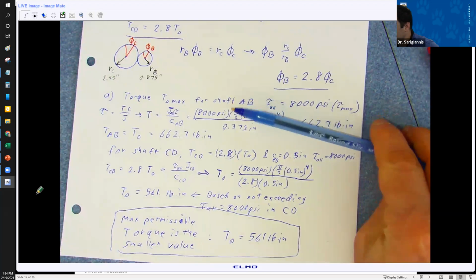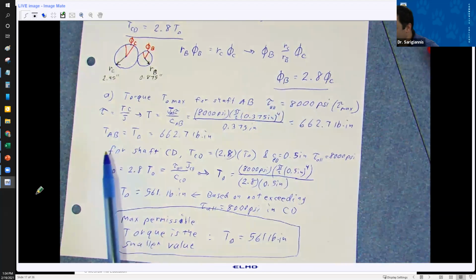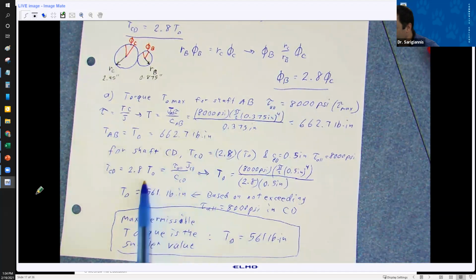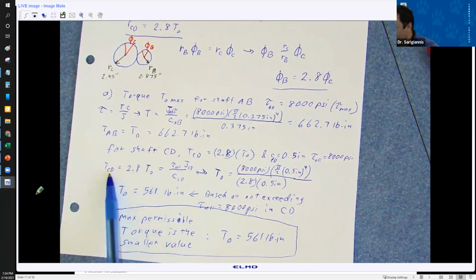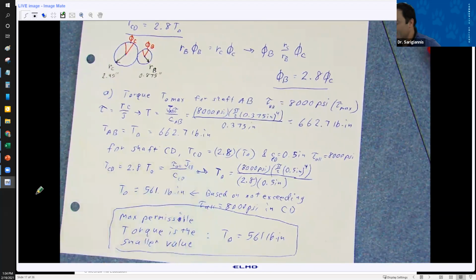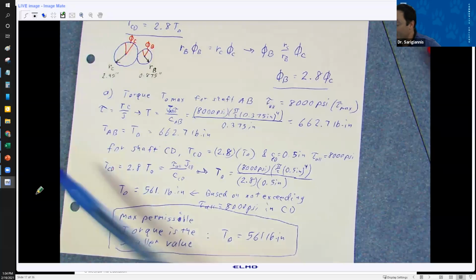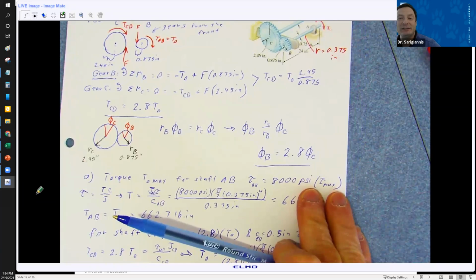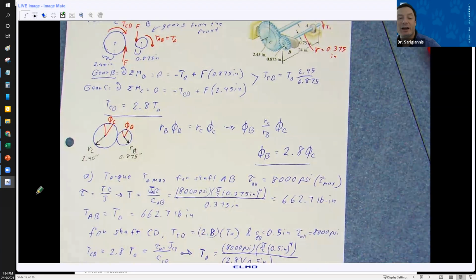You're saying, okay, what torque do I need to get in AB to get my max shear stress? What torque do I need to apply to get in CD to get my shear stress of 8,000 PSI? And you can see the torque is lower. So this is why it was important to relate those two way up here, relate the two torques so you could solve between them.